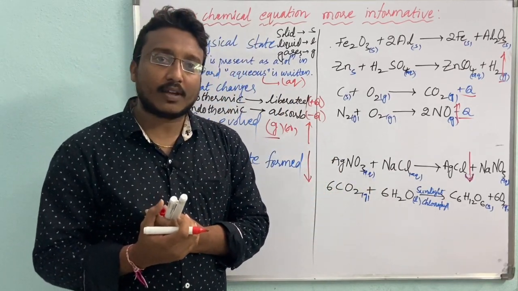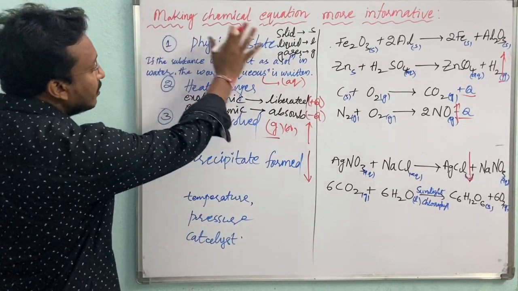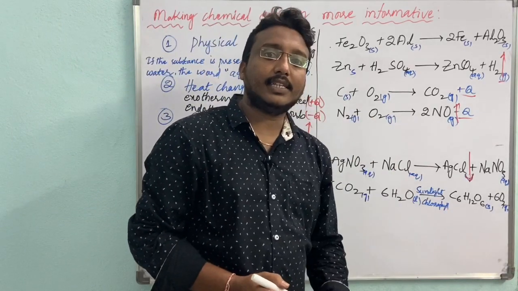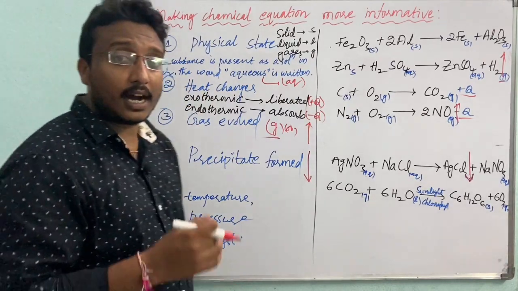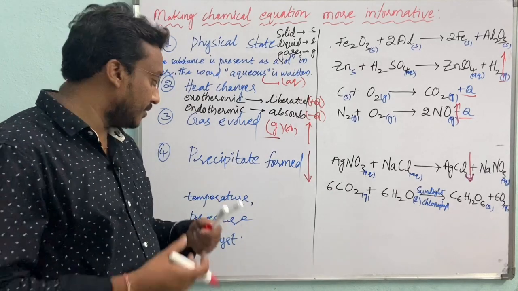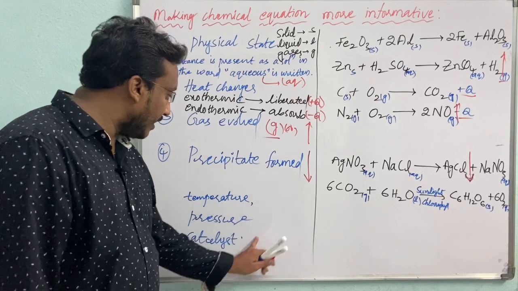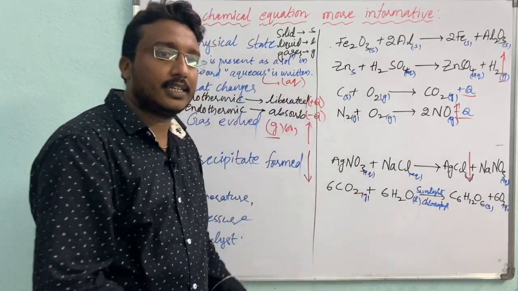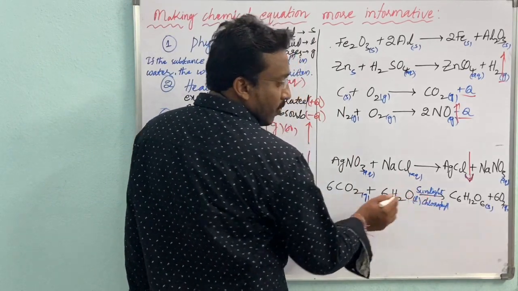Got it? While using these four steps, we can make the given equation more informative. And sometimes the chemical reaction takes place in the presence of temperature or pressure and a catalyst. If there are any such extra conditions, we mention them on the arrow mark, above and below.